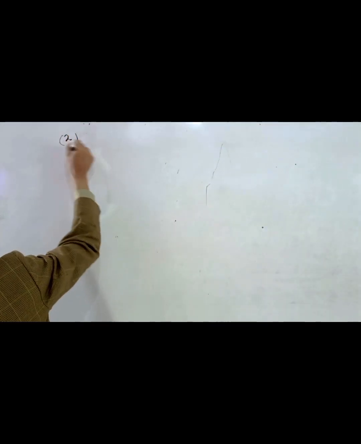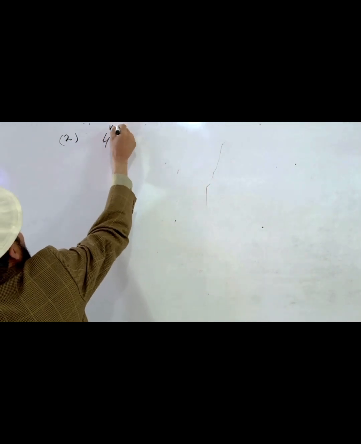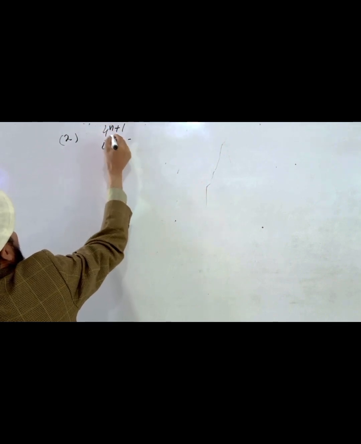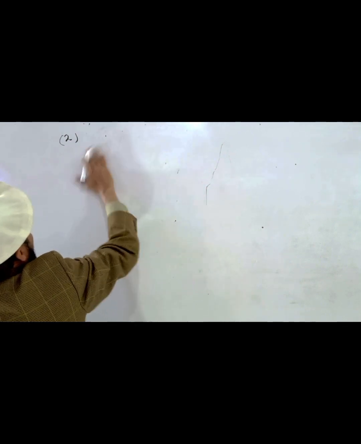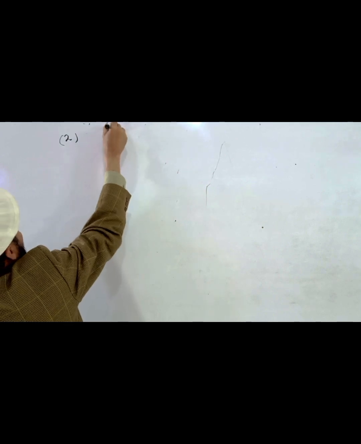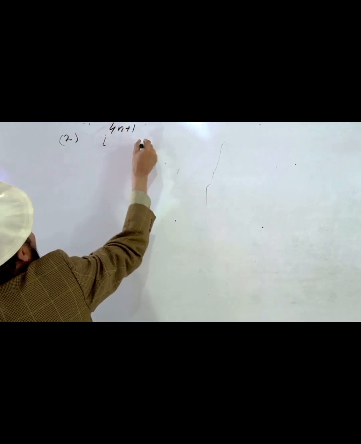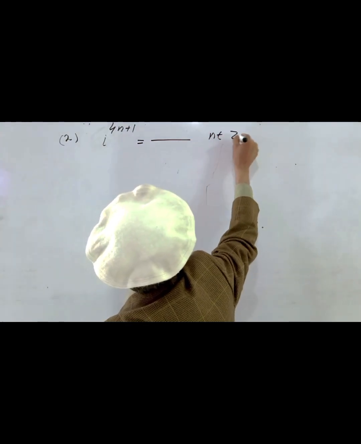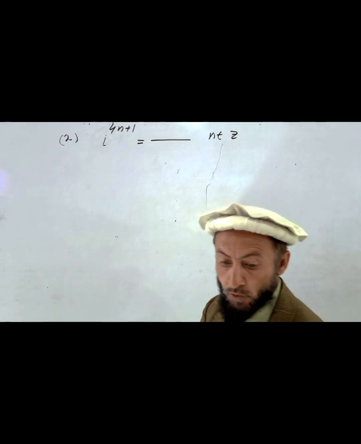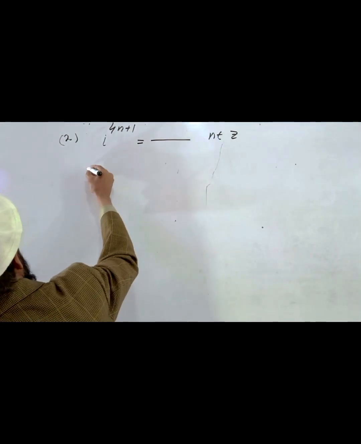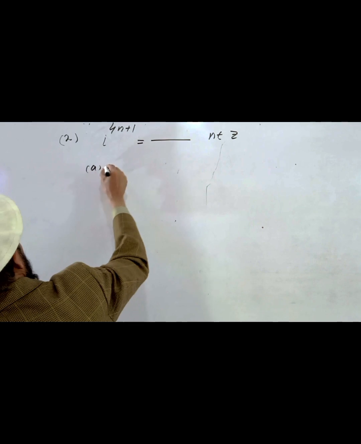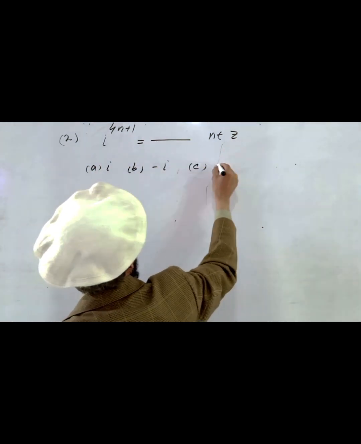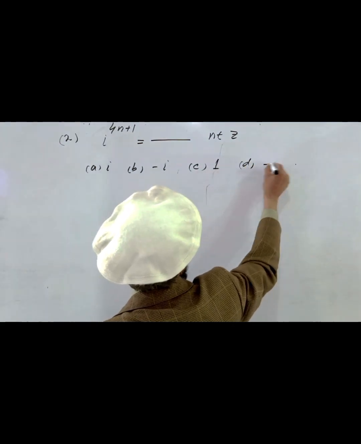Second, iota power 4n plus 1. What is the result, where n belongs to natural positive integers? The options are: A) 1, B) iota, C) minus iota, D) plus 1 and D) minus 1.